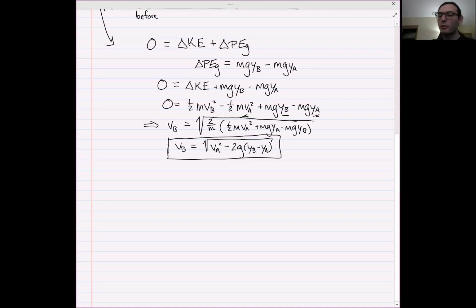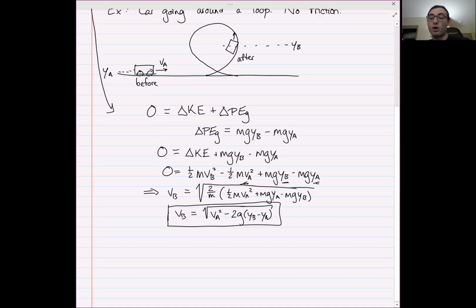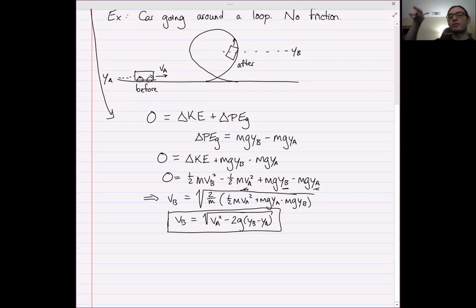Now, one reason why we might be interested in this is that we could use it to find the speed of the car at the top of the loop, and that could inform us on the centripetal acceleration that it must be experiencing and so on. But regardless, this is just a useful tool. We can learn a lot about the speed of this object as it goes around a loop just by knowing its initial speed and its height in the loop.